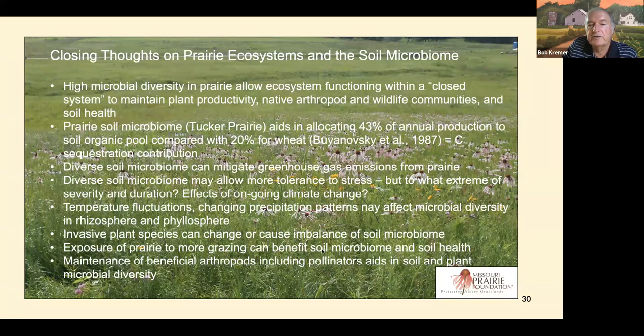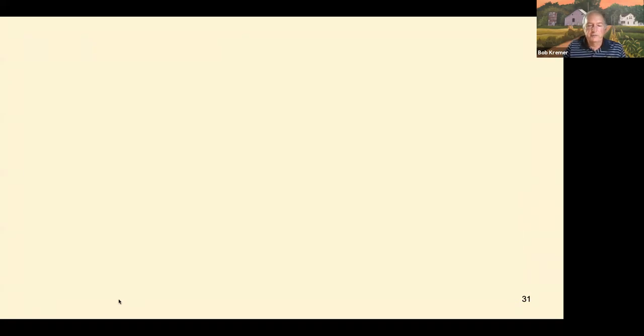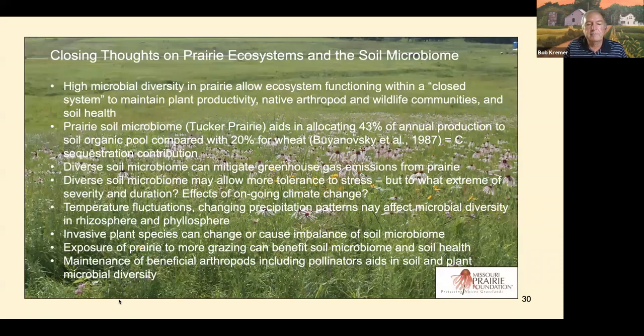Exposure of prairie to more grazing could benefit the soil microbiome and soil health. We've seen this in pasture situations with cattle. Perhaps the prairies that are under grazing management with the bison may have a more robust soil microbiome. I'm sure there's some work going on with that, but the integration of grazing with the grasslands can help that. And the maintenance of beneficial arthropods, including pollinators, will aid in soil and plant microbial diversity.